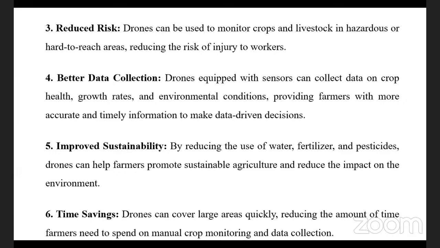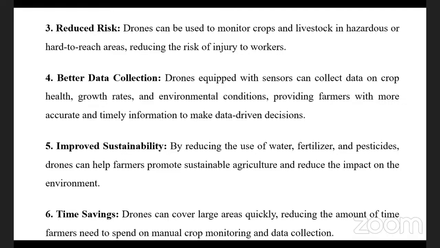Reduced risk. Drones can be used to monitor crops and livestock in hazardous or hard to reach areas, reducing the risk of injuries to workers.